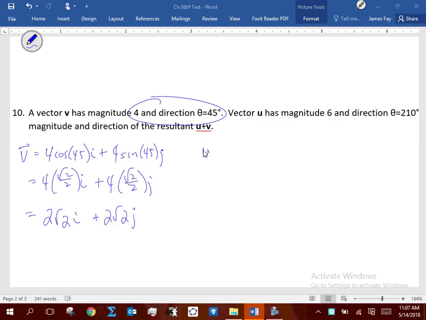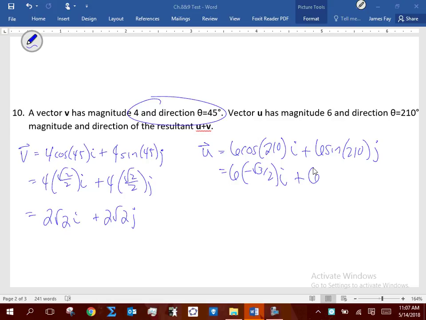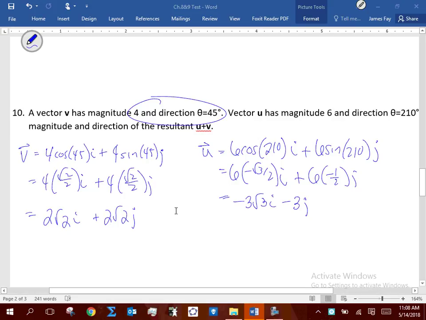We do the same thing with u then. So u's information was 6 was the magnitude, and I was looking at 210 degrees. And this is where a lot of people made mistakes because we're not paying attention to the sign of these things at 210 degrees. So 6 cosine of 210 is negative root 3 over 2. Sine of 210 is negative 1/2. So this becomes negative 3 radical 3 i minus 3 j. Okay, so those are u and v.